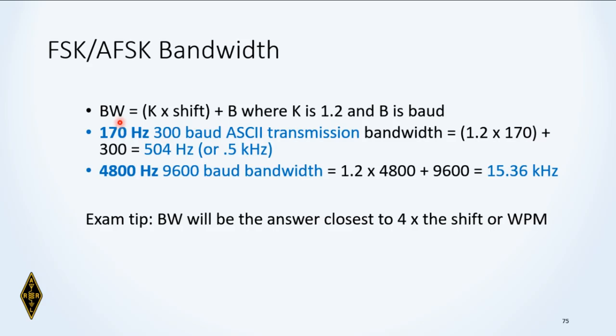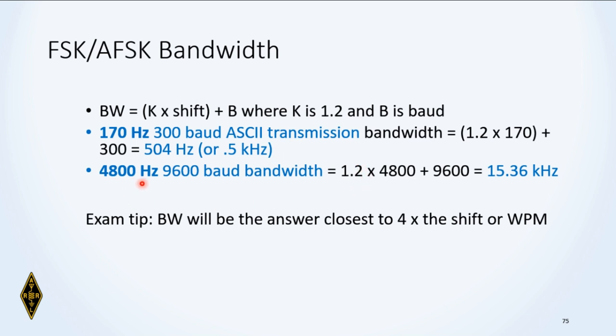So here's a couple of examples. Bandwidth, K times shift, plus B, and some numbers. This is all in our book as well. And here's one that's a pool question. What's the bandwidth of 170 hertz, 300 baud ASCII transmission? And how you solve it, 1.2 times 170 plus 300, and come out to 0.5 kilohertz, 500 hertz. So if you want to apply the formula and memorize it and remember it, more power to you, but I'm going to give you a better way.